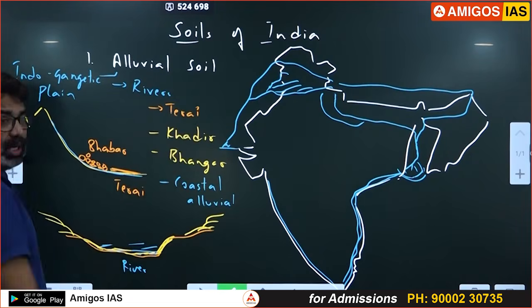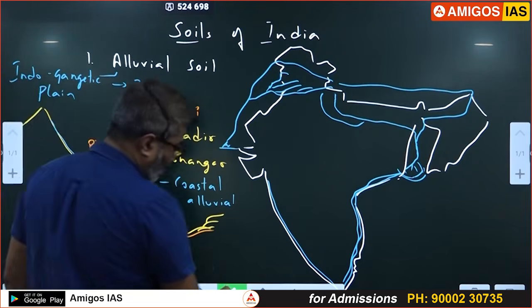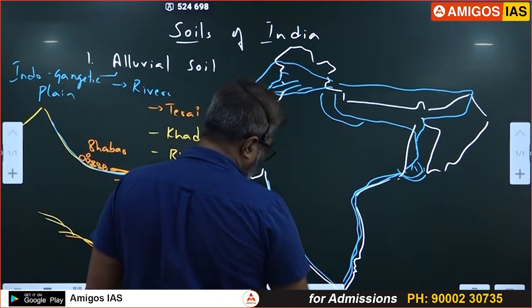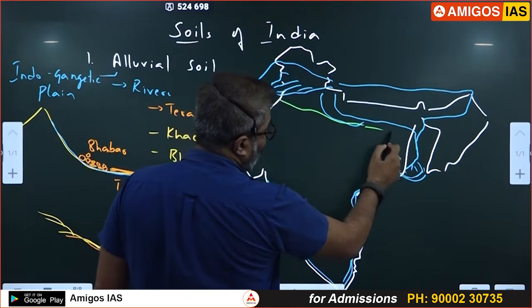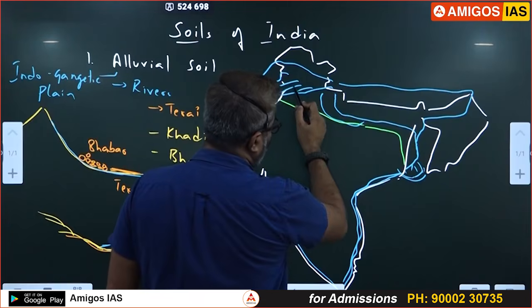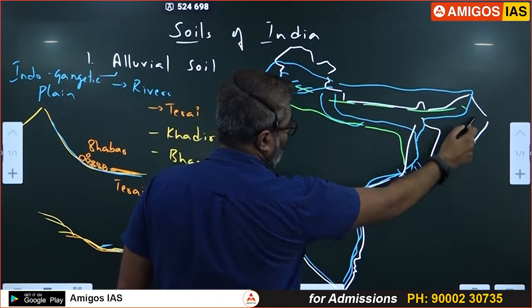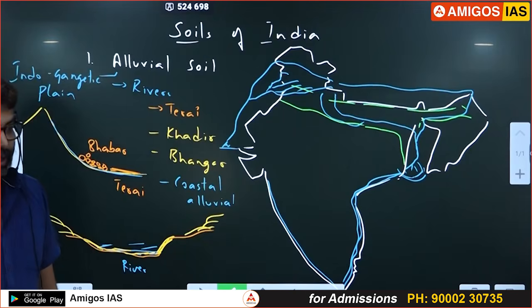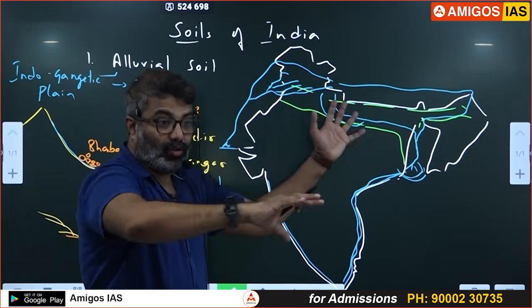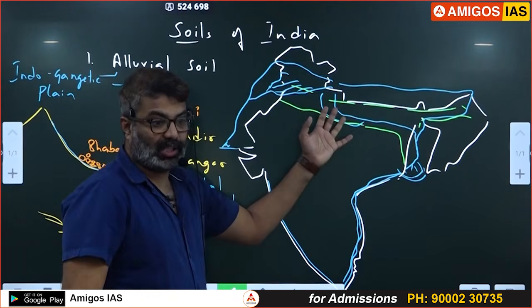Largest soil of India is alluvial soil. In your atlas also they would have given alluvial soil in one particular color like this. Since this is the agriculture belt of India, I am going to mark it in green here. Alluvial soil is very fertile soil, correct? As a result, it contains a lot of macronutrients and micronutrients.